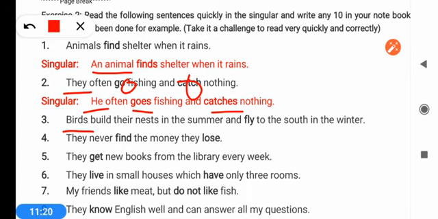Next one also I am going to do for you. They never find the money they lose. That is the sentence. I am reading: he never finds the money he loses. So this way you are going to convert, but you have to read quickly.